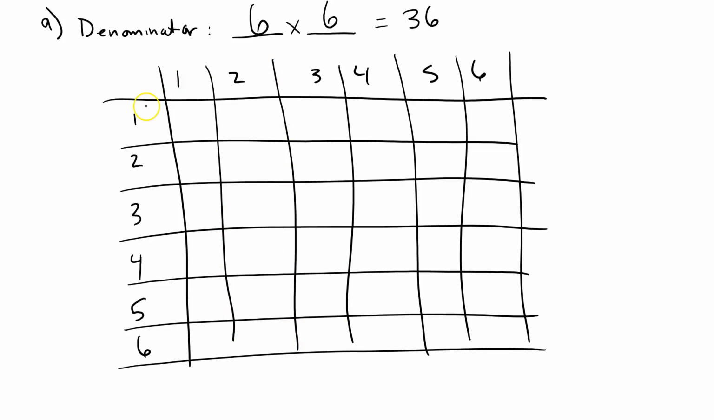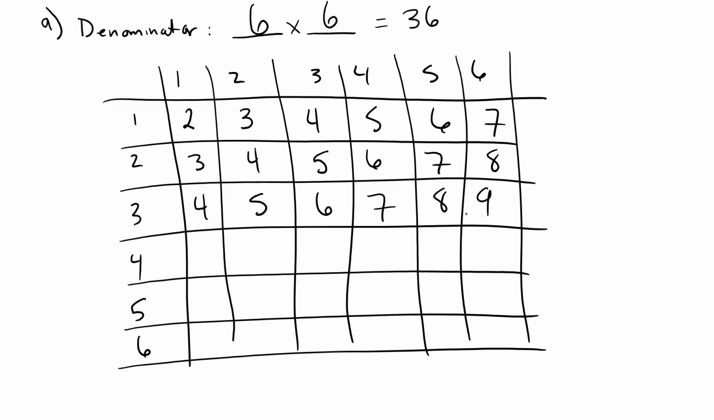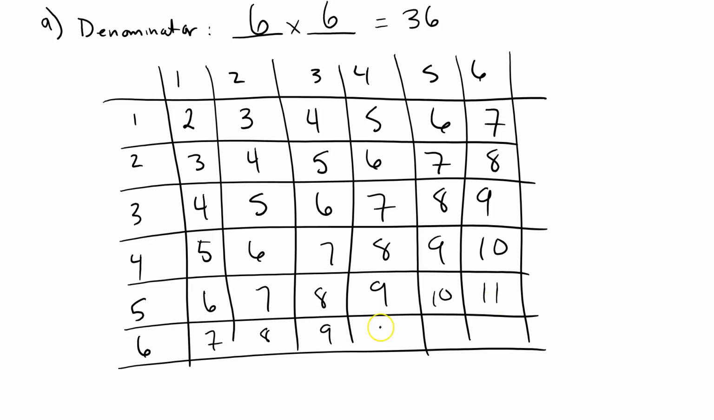So, when 1 is added to 1, we get 2. 2 is added to 1, we get 3, and so on: 4, 5, 6, 7. When 1 is added to 2, we get 3. 2 to 2 is 4, and so on: 5, 6, 7, 8. When 1 is added to 3, we start at 4 and keep on going up. When 1 is added to 4, 5, 6, 7, 8, 9, 10. When 1 is added to 5, 6, 7, 8, 9, 10, 11, and last but not least, 7, 8, 9, 10, 11, 12. So, what I'm going to do is I'm going to highlight some of these favorable outcomes.